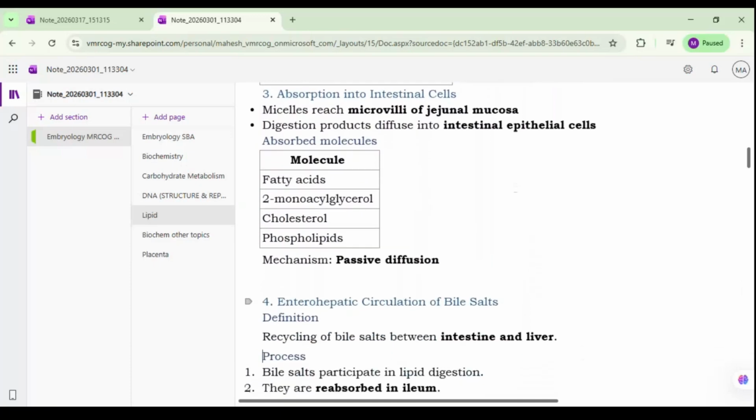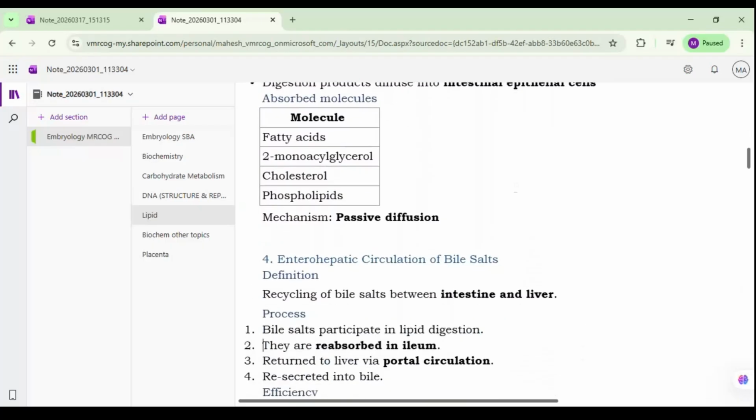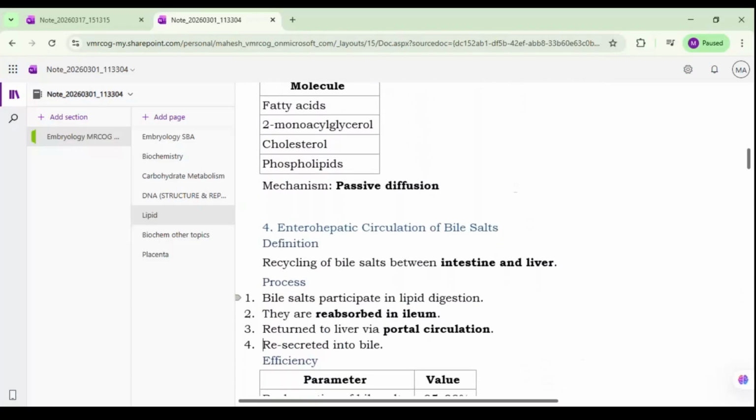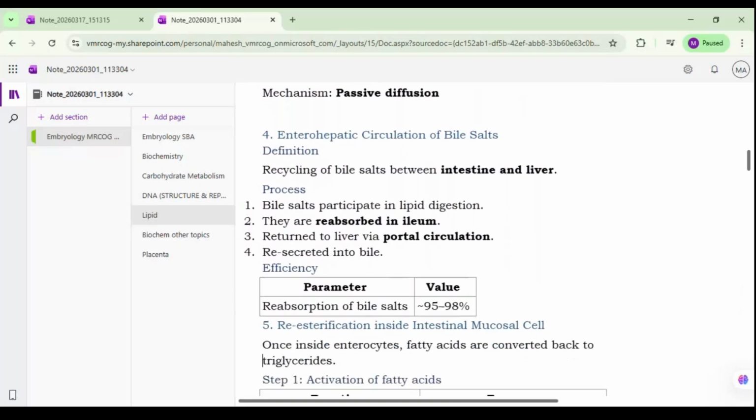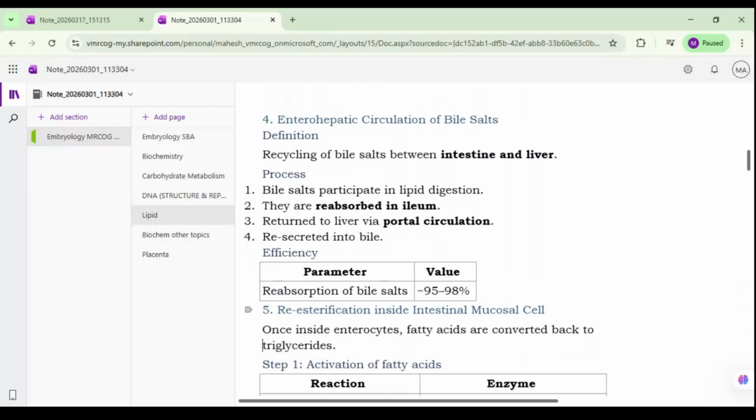Okay. Now, what happens further is the enterohepatic circulation of the bile acids. We have seen that bile acid is very important, but there is an enterohepatic circulation of the bile salts. Okay, so recycling of the bile salts between the intestine and liver is happening. The process is that bile salts participate in the lipid digestion. They are reabsorbed into the ileum. They will return to the liver via portal circulation, and they are resecreted into the bile. That is the enterohepatic circulation. Okay. So reabsorption of the bile acid is to the extent of 95 to 98%.